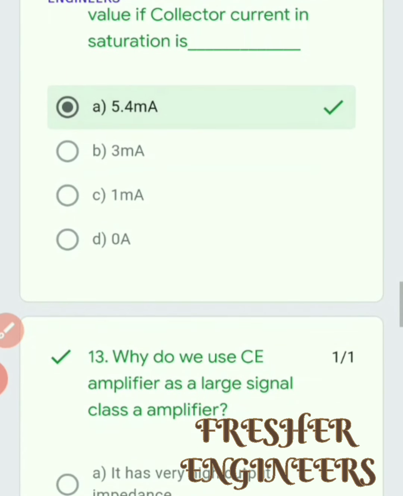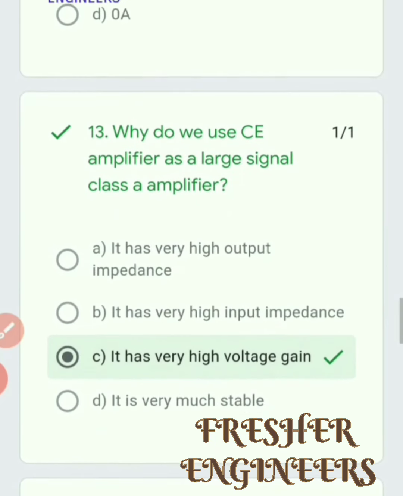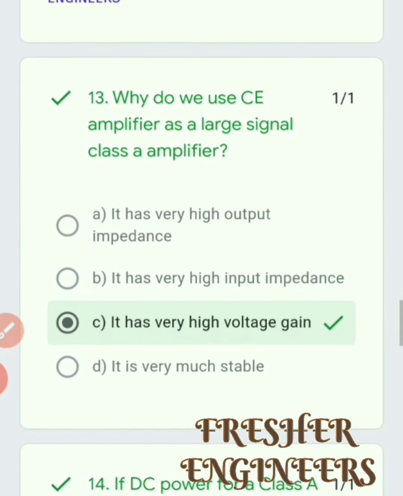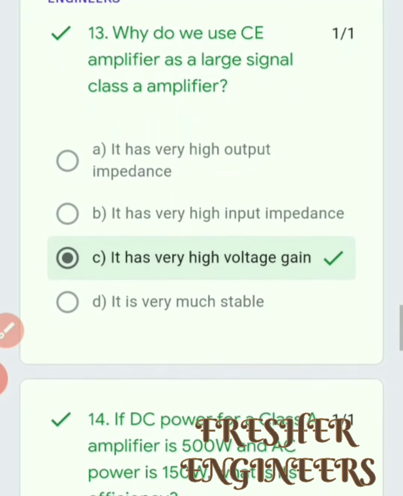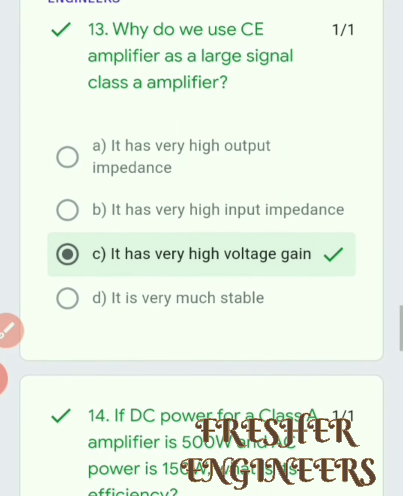Why do we use CE amplifier as a large signal class A amplifier? Because it has very high voltage gain. Hence, the correct option is C.